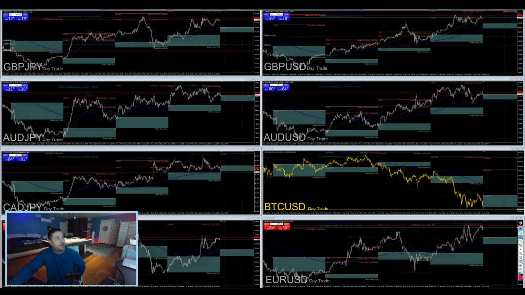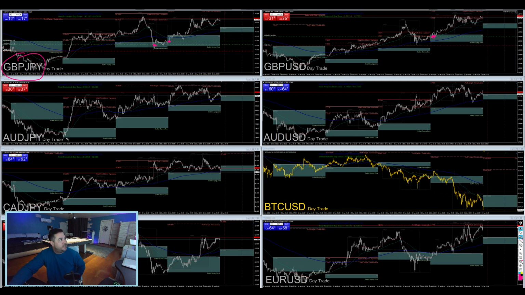I have an order that I purchased right here, and another one that I purchased right here. And my trade target, you can't see it, but it's right up in here. That's for the pound yen. For the pound dollar, I have a working order that I purchased right here, and I have a take profit right up here that you can't see.